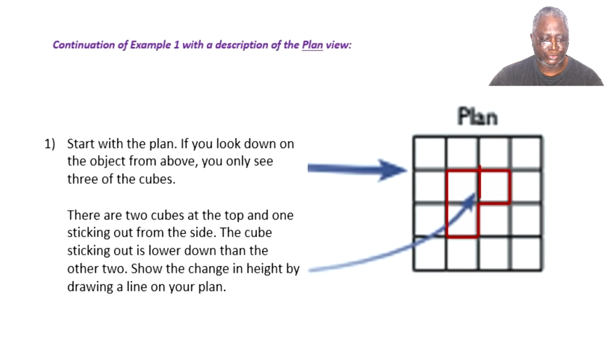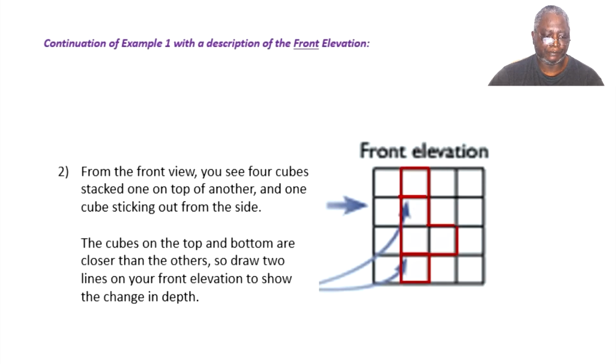The cube sticking out is lower than the other 2. Show the change in height by drawing a line on your plan, or you can shade it if you like. Secondly, from the front view, you see 4 cubes stacked one on top of another, and 1 cube sticking out from the side. The cubes on the top and the bottom are closer than the others, so draw 2 lines, and shade them if you like, on your front elevation to show the change in depth.